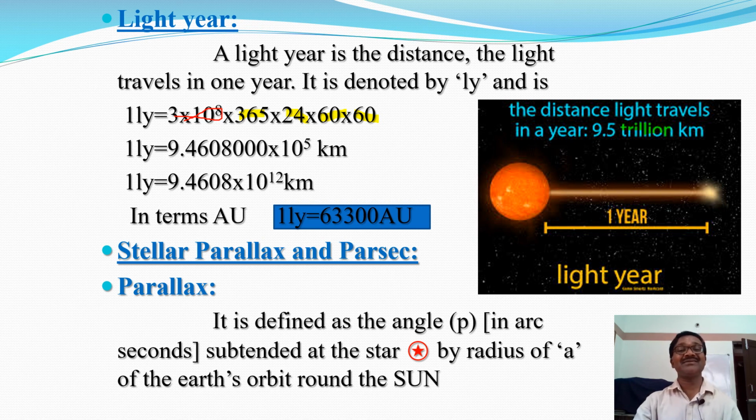The third unit is the parsec, related to stellar parallax. Parallax is the angle, parsec is the distance. Again we are measuring by an indirect method. Parallax is defined as the angle subtended at the star by the radius of the Earth's orbit around the Sun.